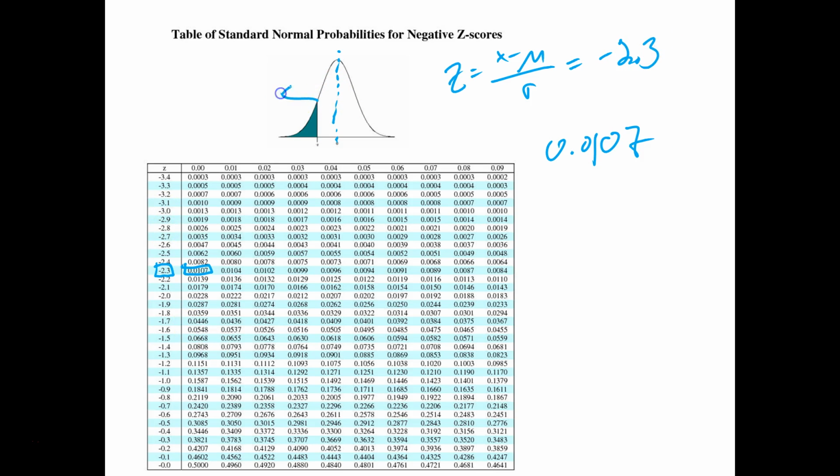Remember, these areas are always to the left. Negative 2.3 is pretty far out there, so that small value makes a lot of sense. So let's try some problems with these.